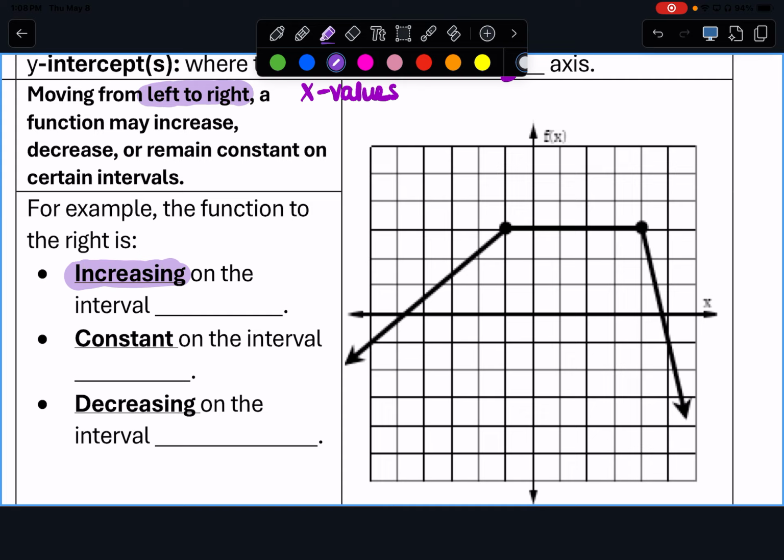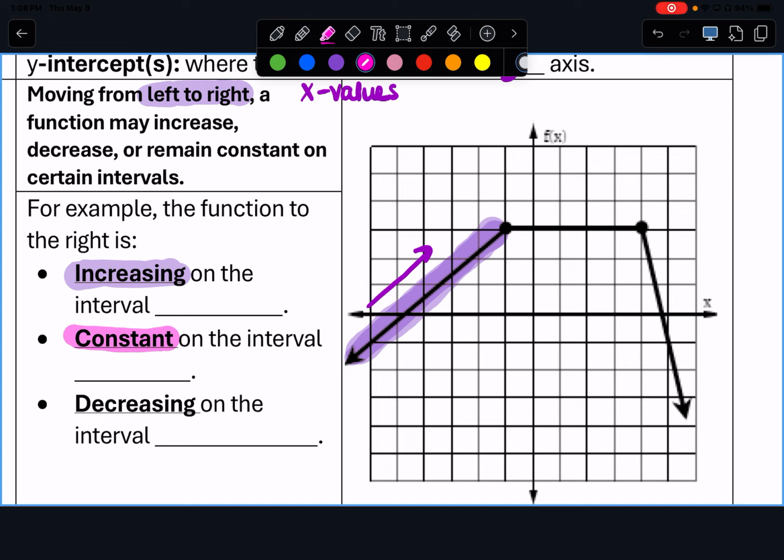So if I look at this graph, I am not going to pay attention to the arrows. Those arrows just tell me the graph continues forever, okay? We are looking at it from left to right. So as we go from the left, and I draw this line, am I drawing up or down? You're going up. So that means we are increasing.